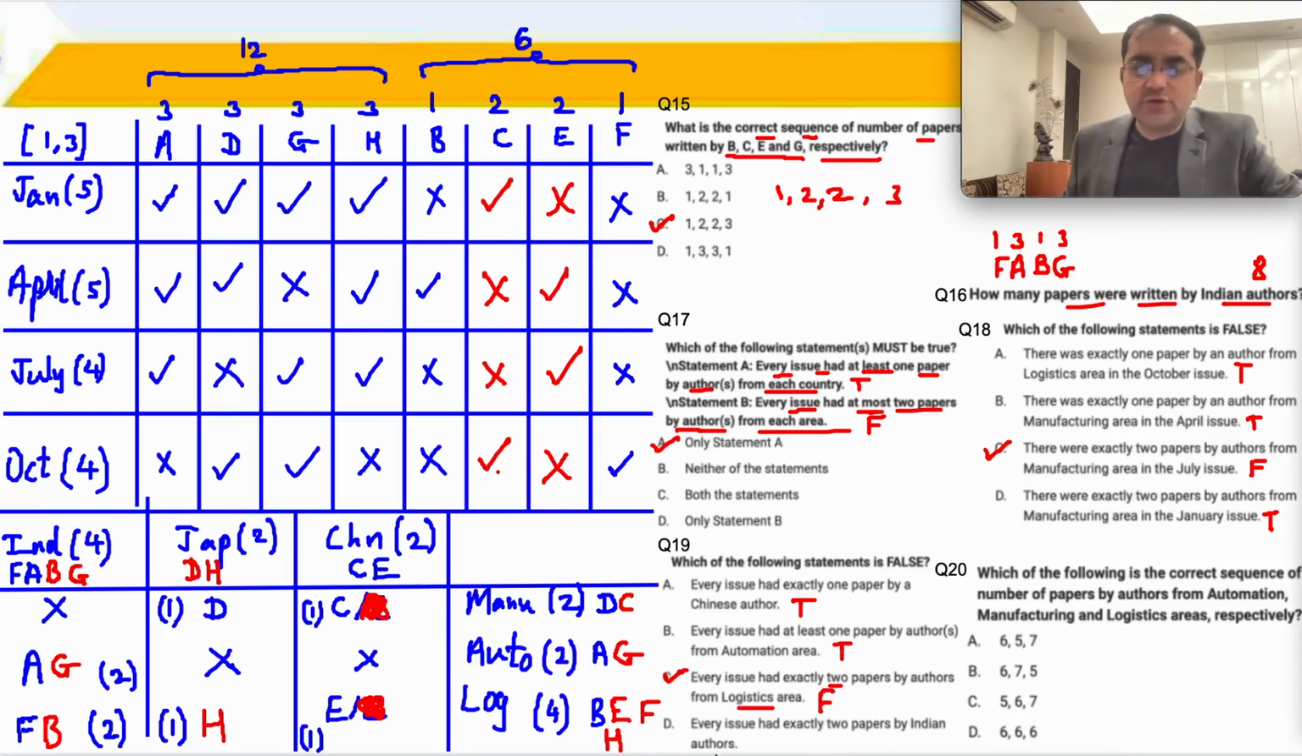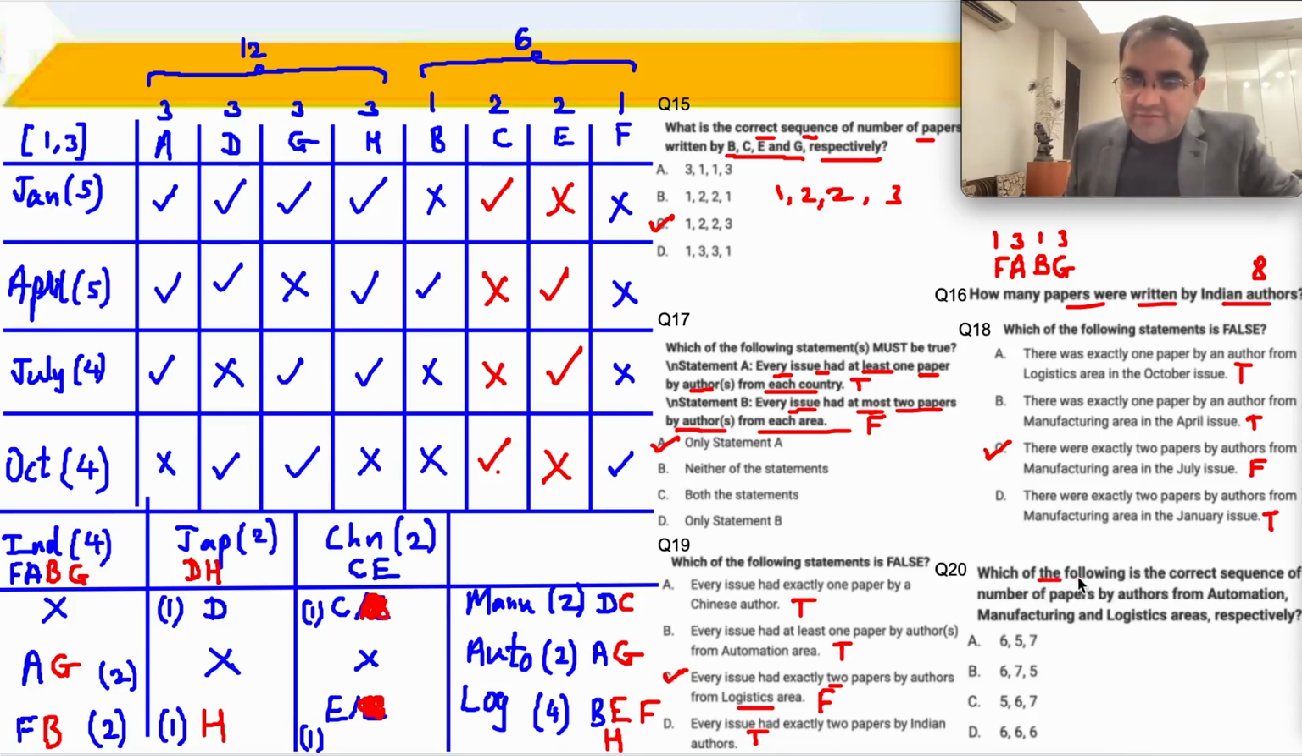Every issue had exactly 2 papers by Indian authors. F, A, B, G. F no, A yes, B no, G yes. So ये आपके दो हो गए. F no, A yes, B yes, G no. ये दो पेपर हो गए. F no, A yes, B no, G yes. ये दो पेपर हो गए. F yes, A no, B no, G yes. दो पेपर हो गए. This is a true statement. ठीक है. So our answer is correct.